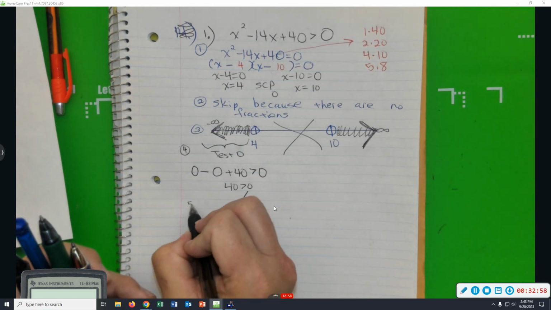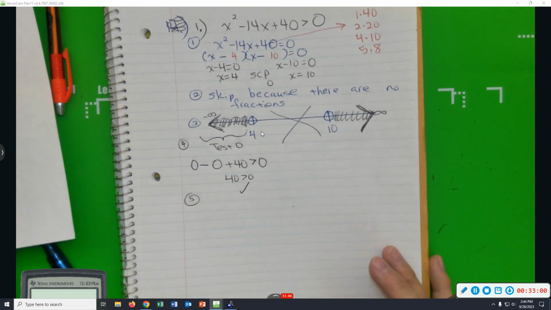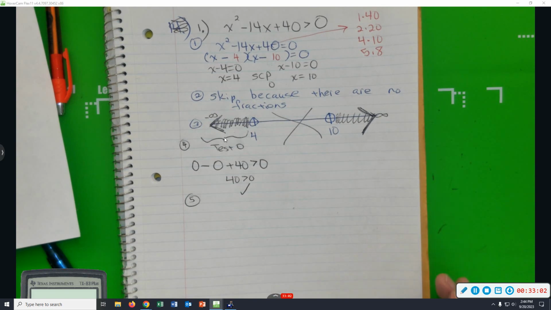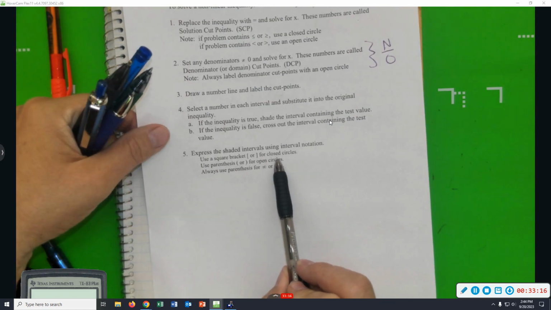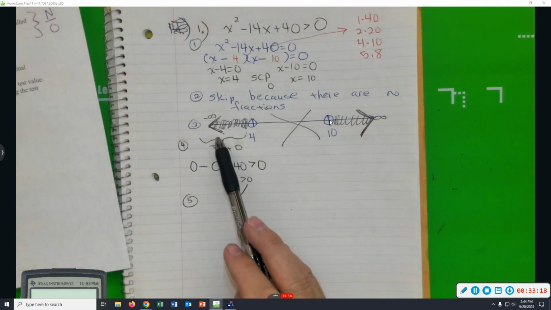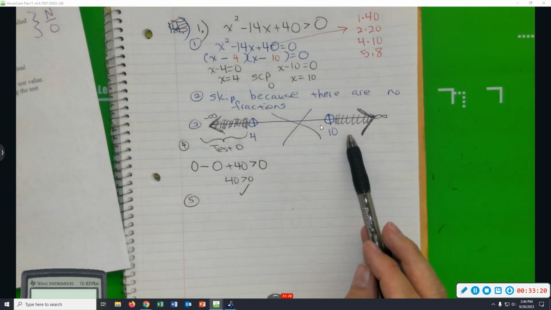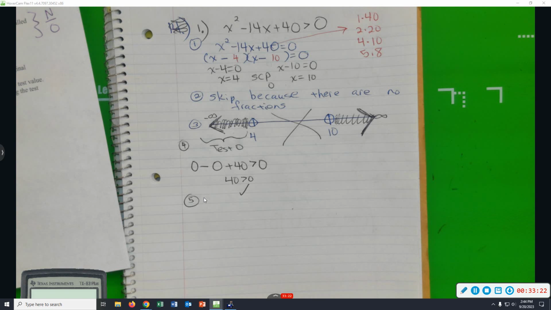So, fifth and final step. Am I going to have any rectangular brackets in my interval notation? Rectangular brackets occur where? At closed circles. Do I have any closed circles in here? No. So all my symbols of grouping will be parentheses.